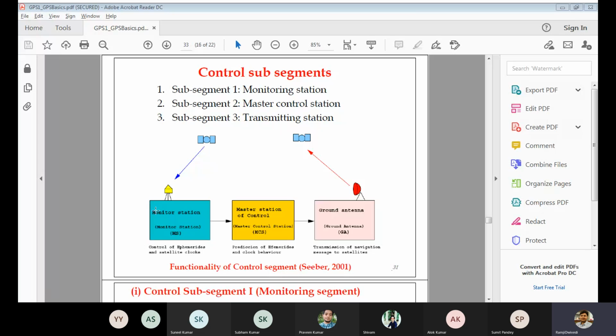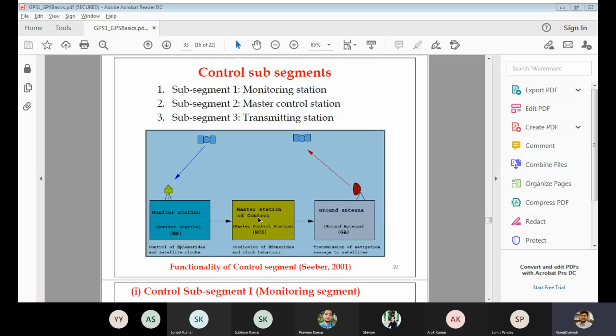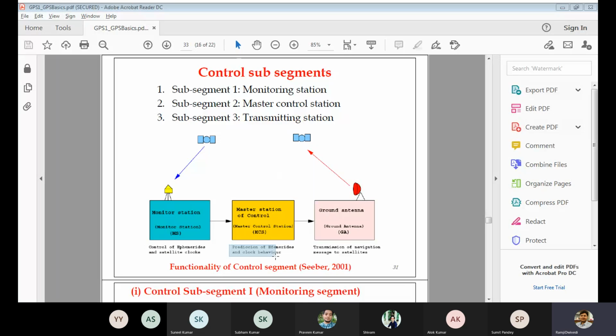So this is the monitoring station. This is the master control station. And this is the ground antenna. So I think it is quite obvious that they are observing just like a normal GPS user. They also have one task: they transmit the required observed data to the master control station, which predicts the ephemerides and transmits the navigation message back to the satellite.